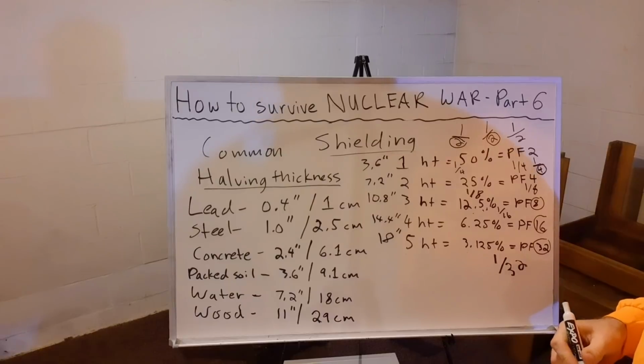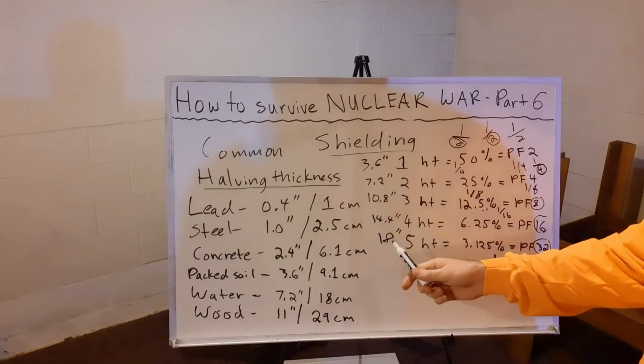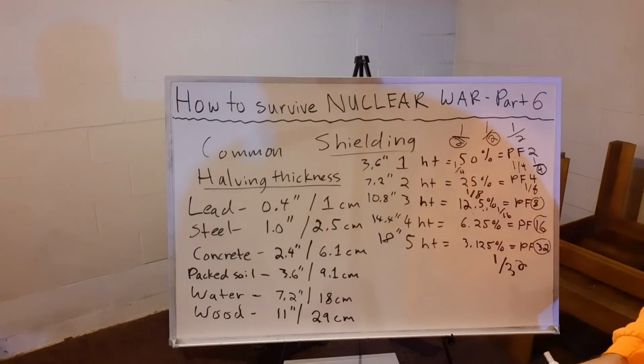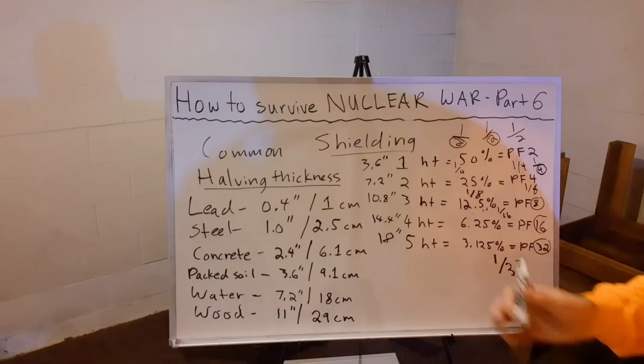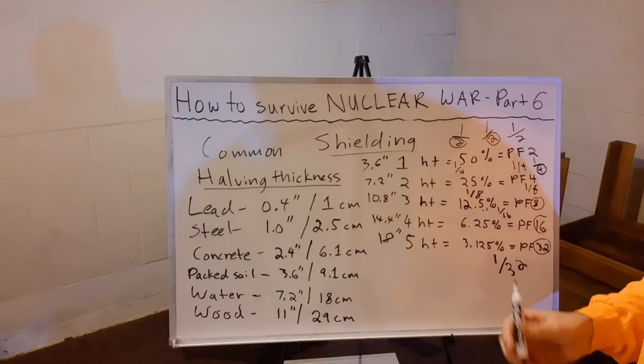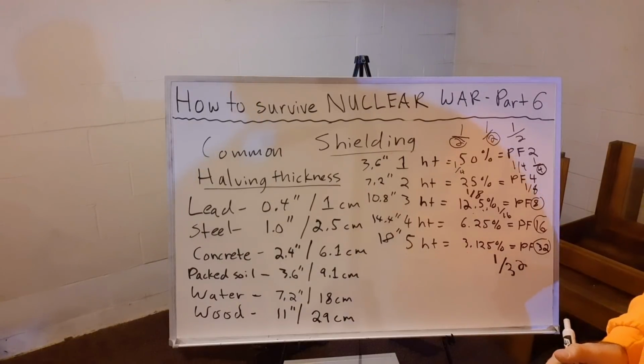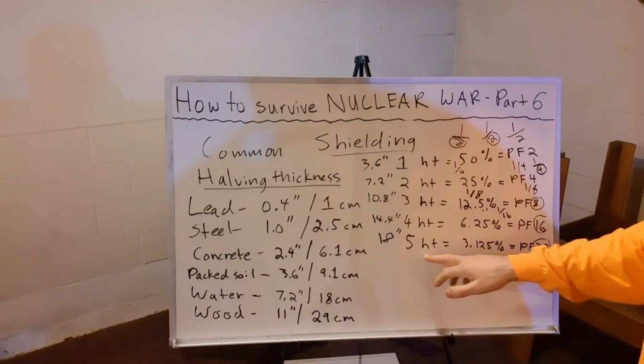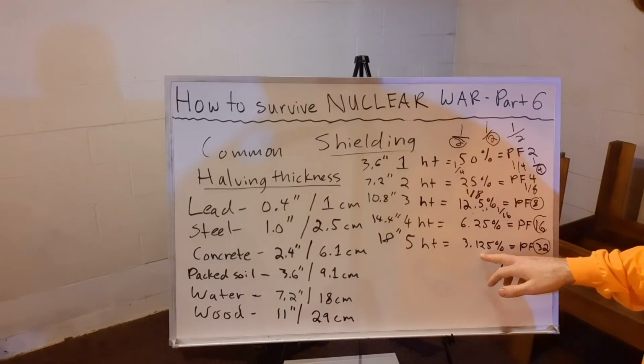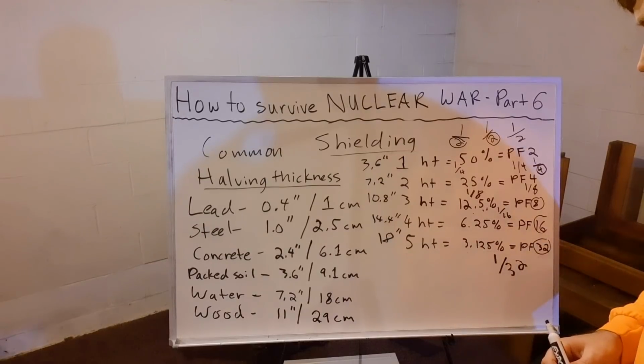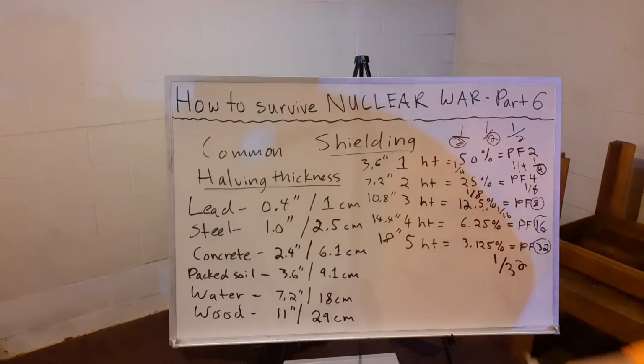Okay, so if the radiation outside is 1,000 millisieverts per hour, you're basically reducing it by 97%. Okay, one 18-inch thick, 18-inch wide sandbag filled with packed soil is going to reduce the radiation by 97% from what is outside of that packed soil sandbag, okay? So let's just go through everything here.